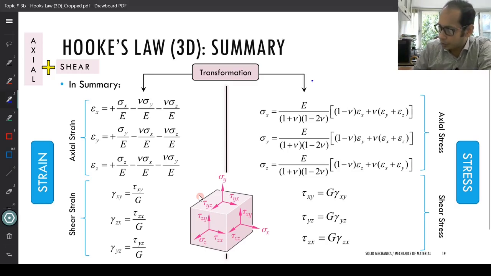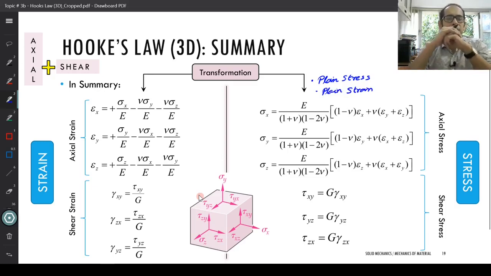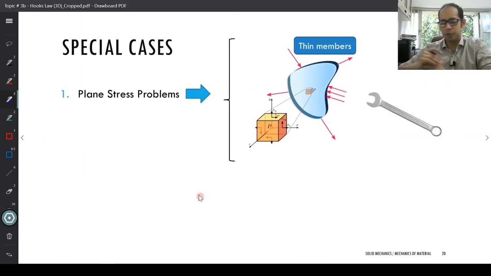The two focuses we are going to have now are the plane stress and the plane strain, right? So let's look at which categories or which set of problems are plane stress problems and which set of problems are plane strain problems. Let's start with the first one, the plane stress problems, right?